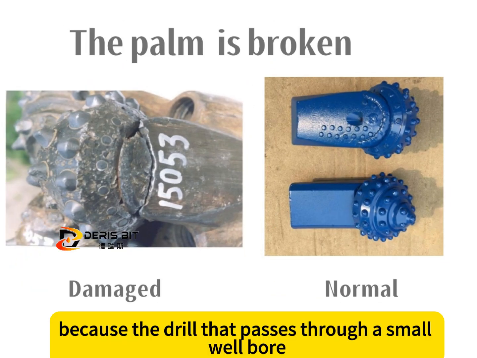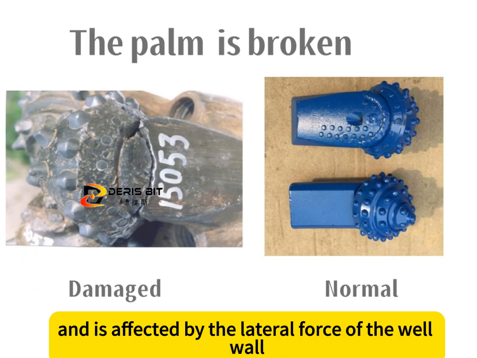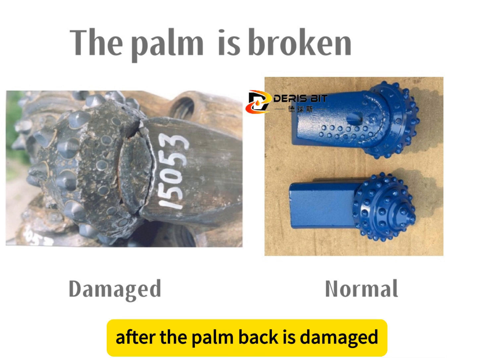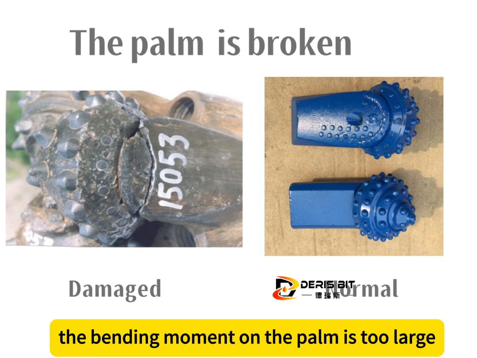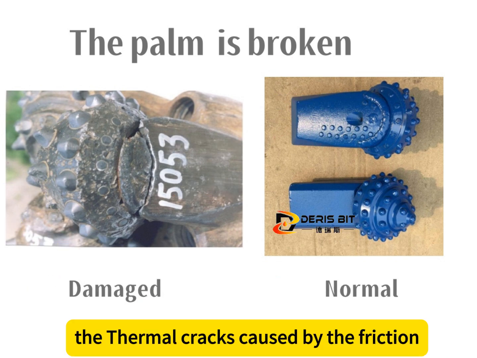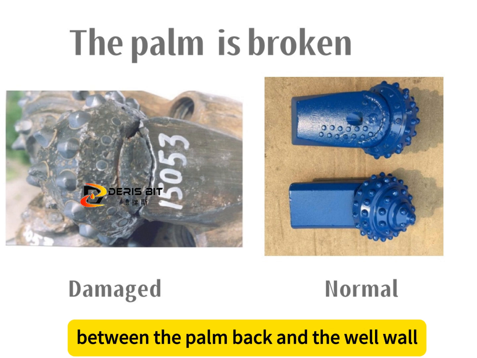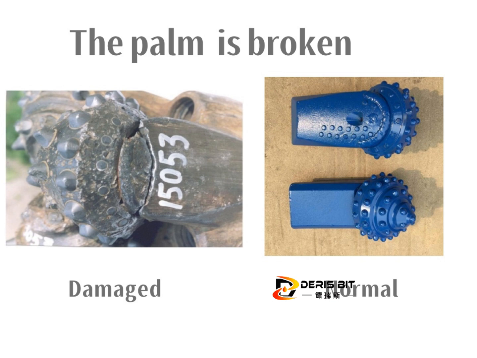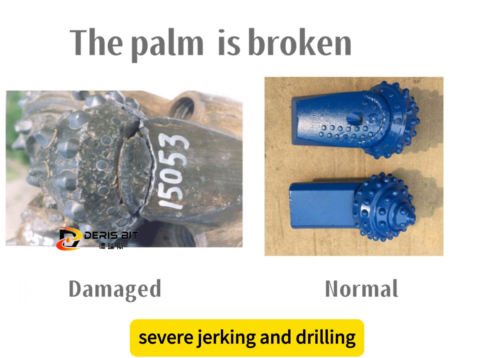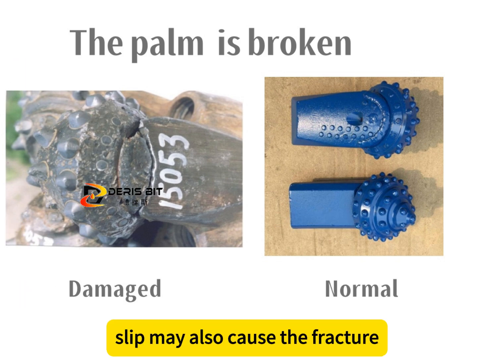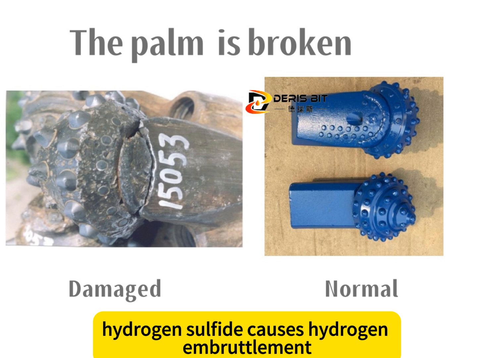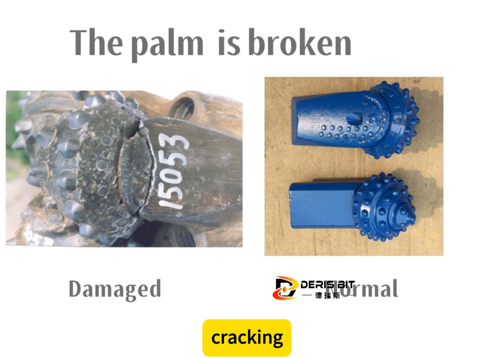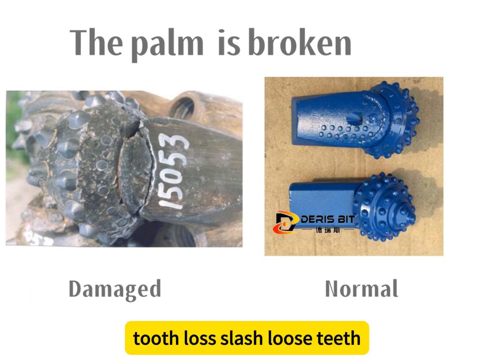2. Broken tooth palm. Because the drill bit passes through a small well bore and is affected by the lateral force of the well wall. After the palm back is damaged, the bending moment on the palm is too large. The thermal cracks caused by the friction between the palm back and the well wall are the reasons for the broken tooth palm. Severe jerking and drilling slip may also cause the fracture. Hydrogen sulfide causes hydrogen embrittlement cracking.